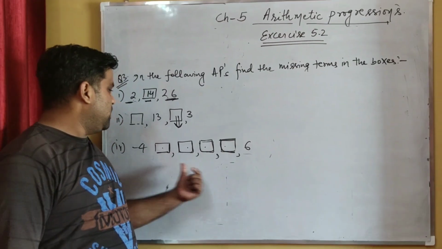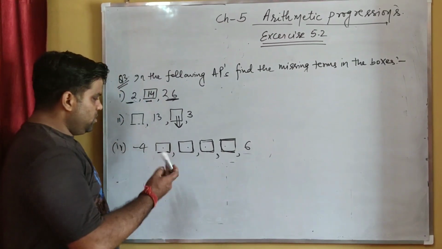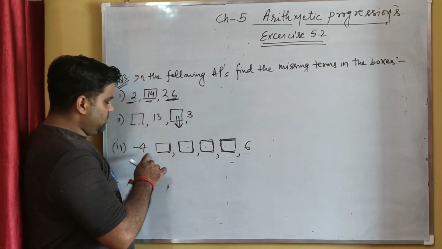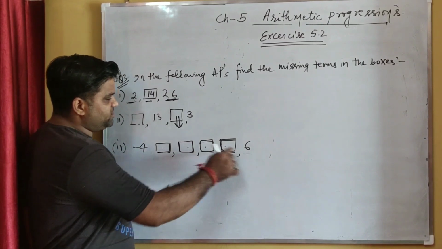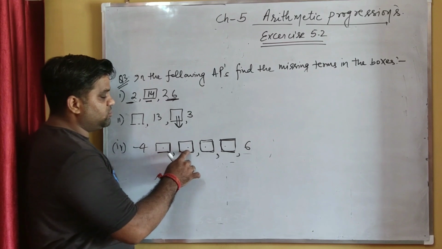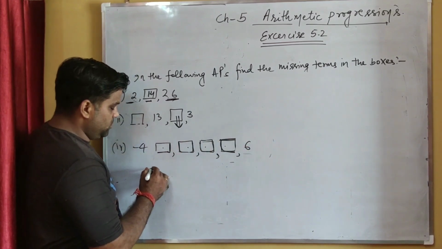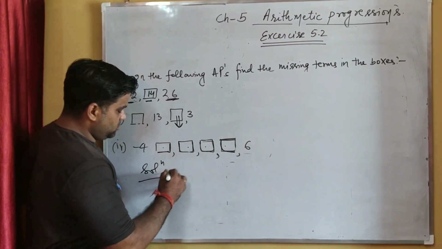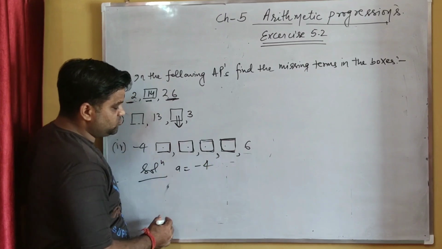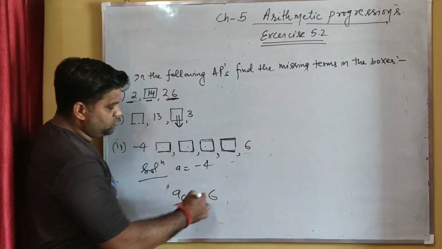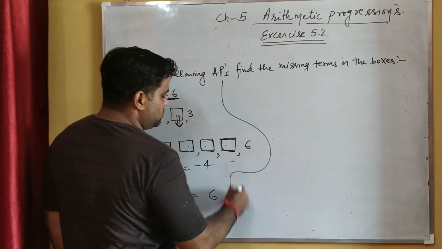Okay. Fourth part of question number 3. Here in the fourth part, they have given a sequence. It is the first term, second term, third term, fourth term, fifth term, and sixth term. So let us come to the solution. They have given the first term, which is a equals minus 4, and the sixth term, which is equal to 6.